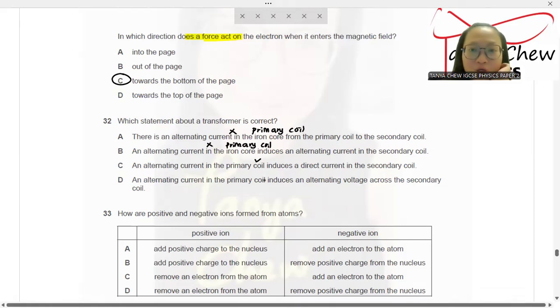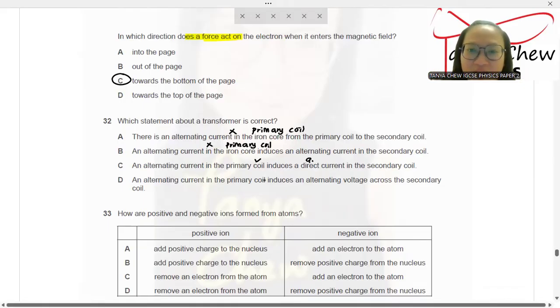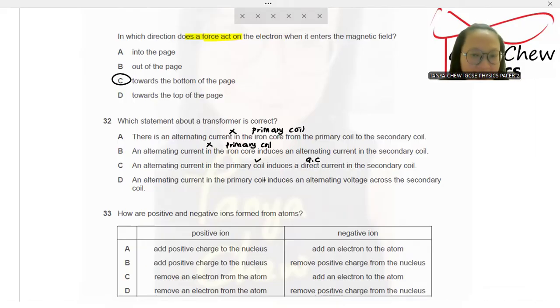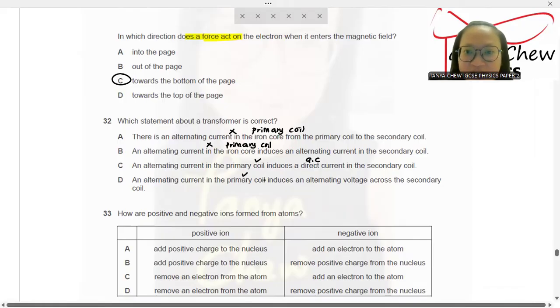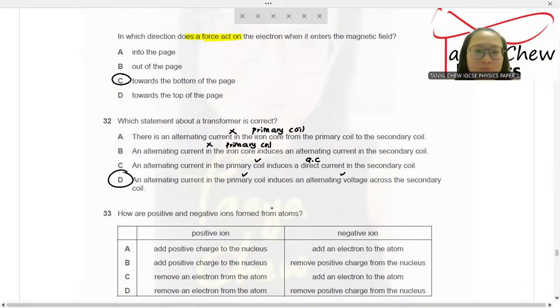C, an alternating current in the primary coil induces a direct current. Alternating current will only induce alternating current, AC, in the secondary coil. Never a direct current, unless you connect a diode to the secondary coil. D, an alternating current in the primary coil induces an alternating voltage. Yes, the direction of the alternating current is the same as the direction of the alternating voltage. So D is the answer.